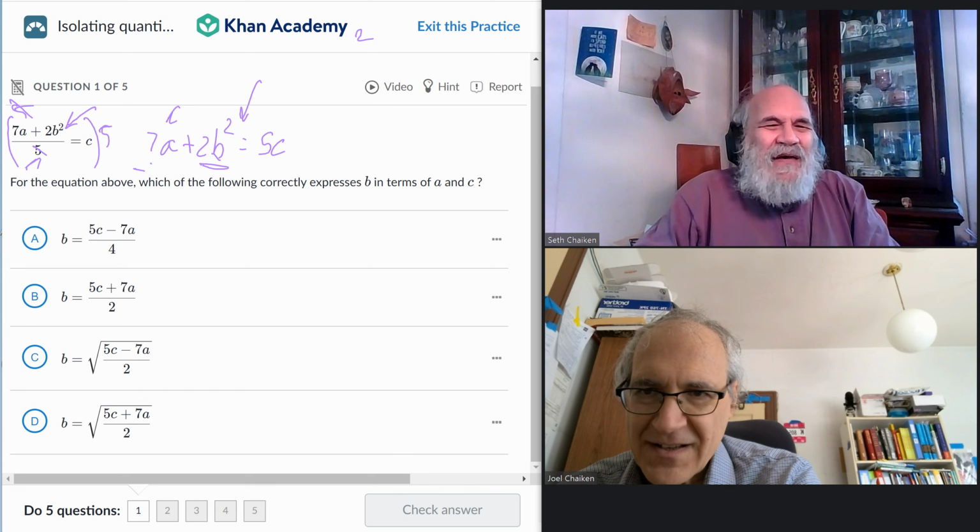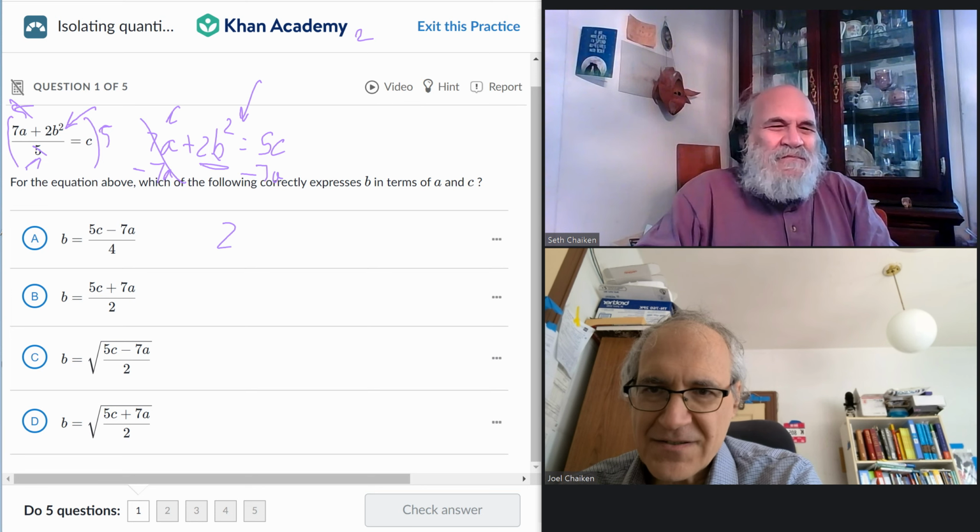So we have to get rid of the 7a. We have to separate the 7a term from the b squared term. So we subtract 7a. That cancels that out. So you have 2b squared is 5c minus 7a.